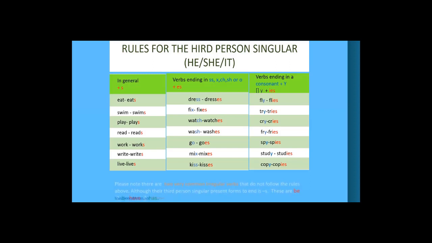Okay, now one important note is that there are two very common irregular verbs that do not follow the rules above, although their third person singular present forms do end in an S. For example, you've got the verb to be, that becomes is. Okay, and have becomes has. Okay, so these are irregular verbs. Okay, these are common irregular verbs, especially for the third person singular.